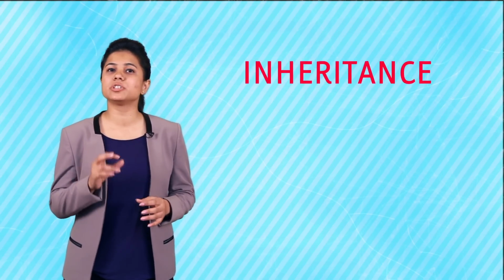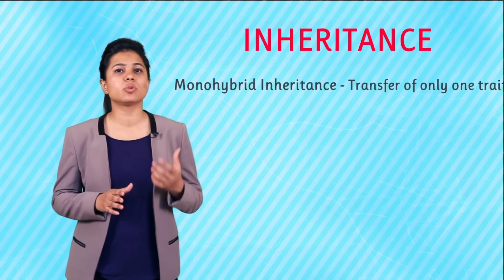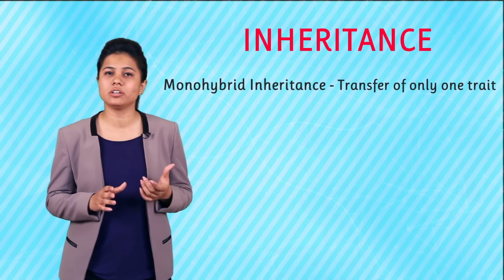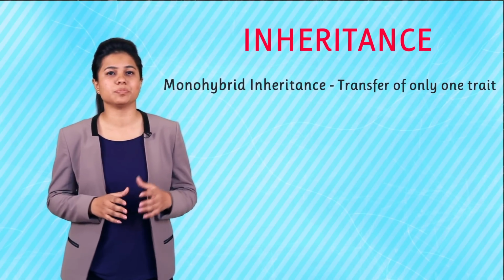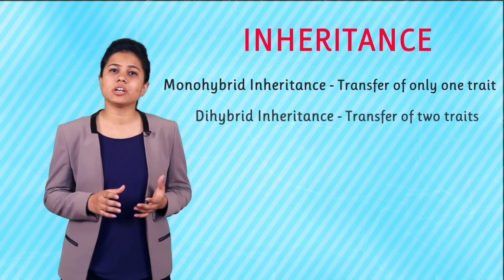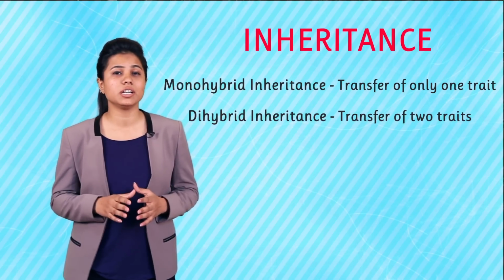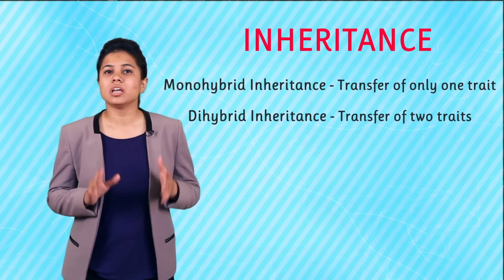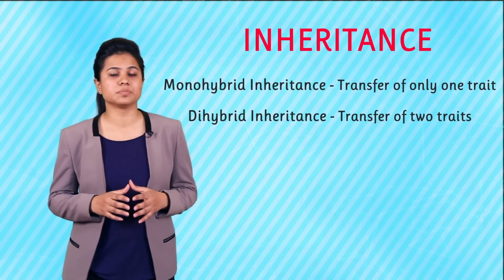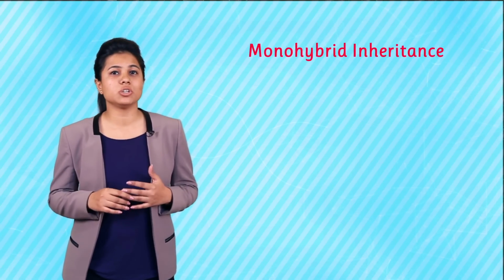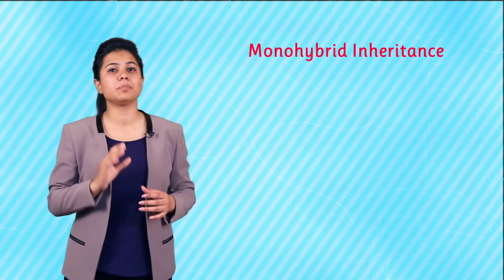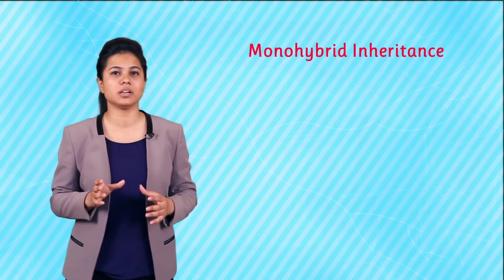For his study, he observed two types of inheritance. The first was the monohybrid inheritance, or the inheritance which involved only the transfer of one trait or characteristic to the next generation, like the height of the plant. The second was the dihybrid inheritance, or the inheritance which involved the transfer of two traits or characteristics to the next generation, like the color and the shape of the seeds. In this video, we are going to see the monohybrid inheritance, and in the next video, we are going to see the dihybrid inheritance.